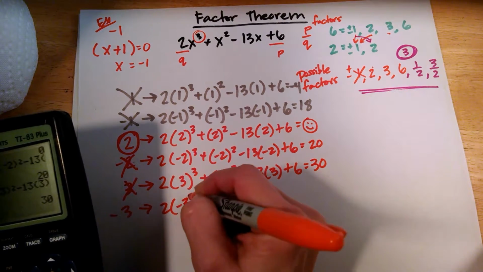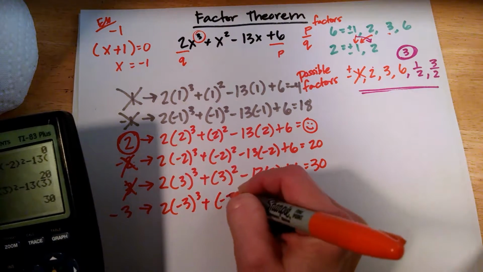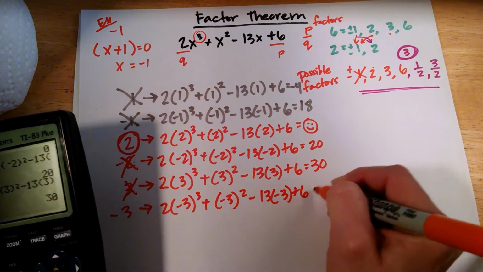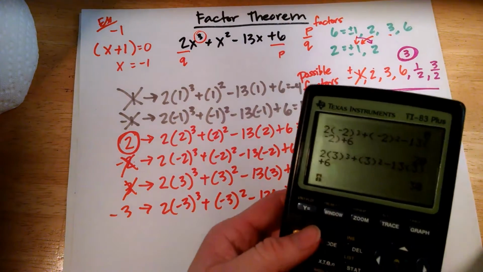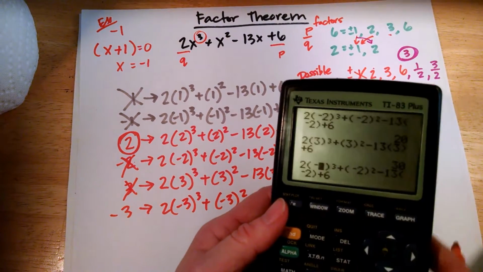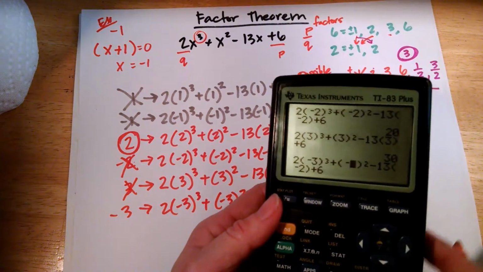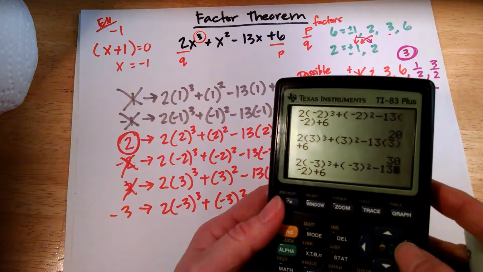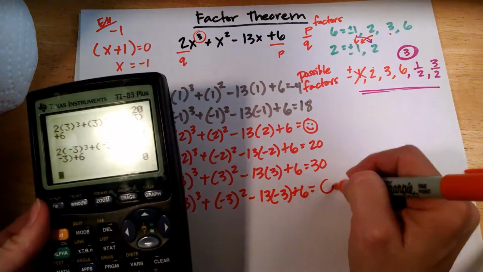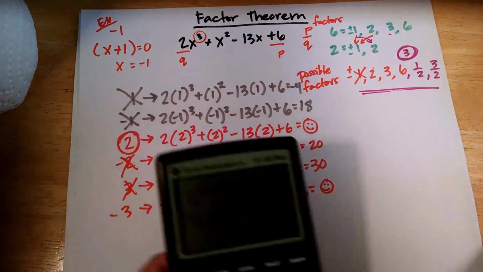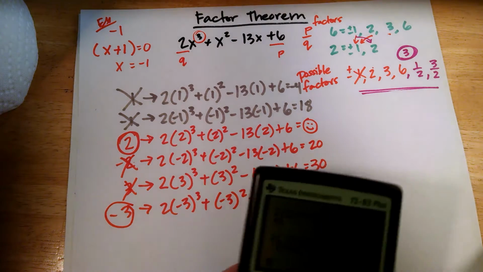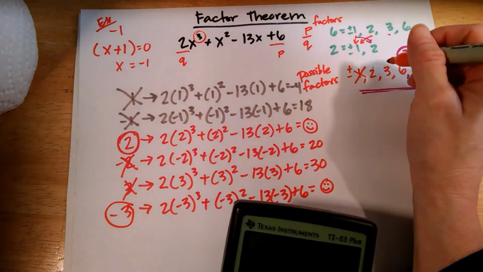Negative 3. 2 times negative 3 cubed plus negative 3 squared minus 13 times negative 3 plus 6. Okay, so I'm going to get back to where I had negatives. So I'm going to plug in a negative 3, negative 3, negative 3. 0! Hooray! Okay, we've got 2 of them. Let's try to find the others.